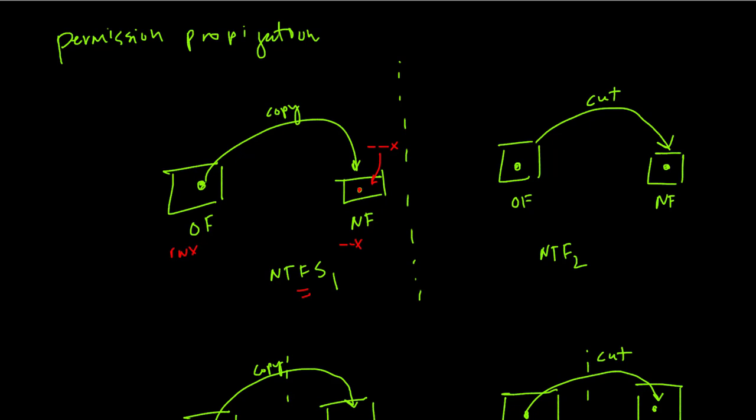When we copy a file from one location to another on the same partition, the new file inherits the properties and permissions of the new folder that it's currently in. Okay, so that's our first case. We'll call this case 1.